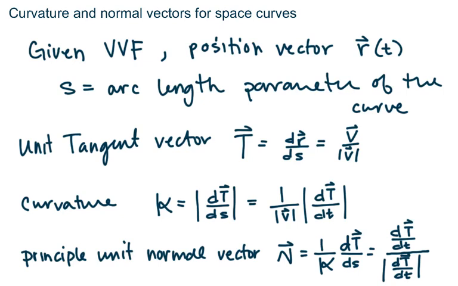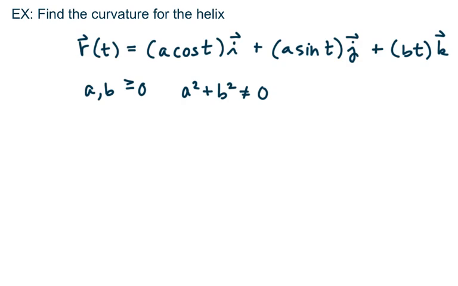So let's do an example where we find the curvature of a helix. We're going to find the curvature of a vector in 3-space. Previously, we did one in 2-space in an xy Cartesian plane. In this example, we're going to find the curvature for this helix, r of t equals a cosine t i plus a sine t j plus bt k. We know that a and b are positive real numbers, and that a squared plus b squared cannot equal 0.